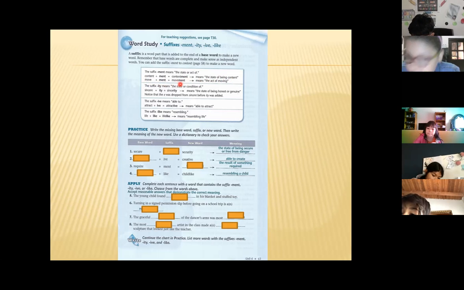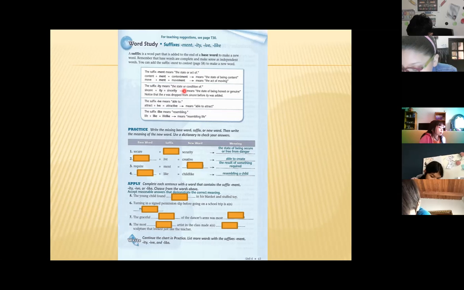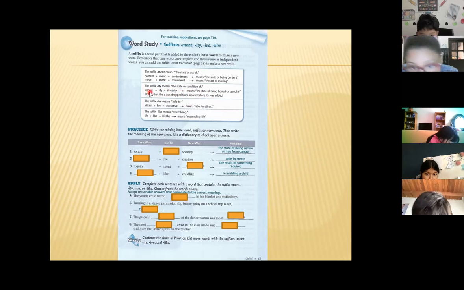Movement, it's a new word. It means the act of moving. The act of moving, that is the meaning of the new word. We have the suffix ed. It means the state of condition. We have sincere plus ed, we have sincerity. It means the state of being honest or genuine. Notice that the letter E was dropped from sincere before ed was added. So we have sincere, we chop the letter E and we write ed.